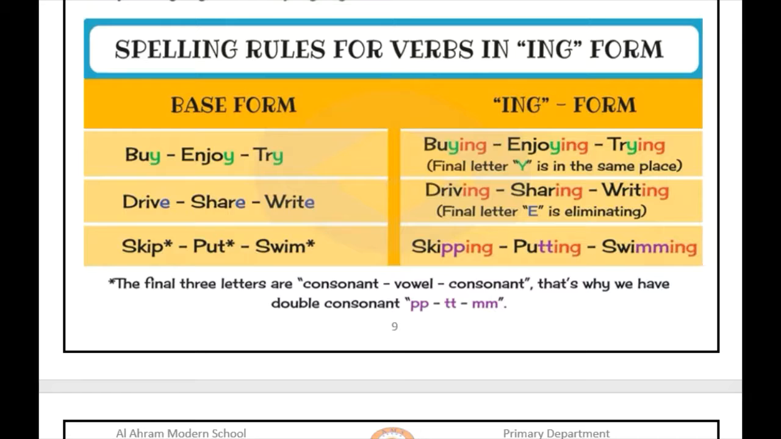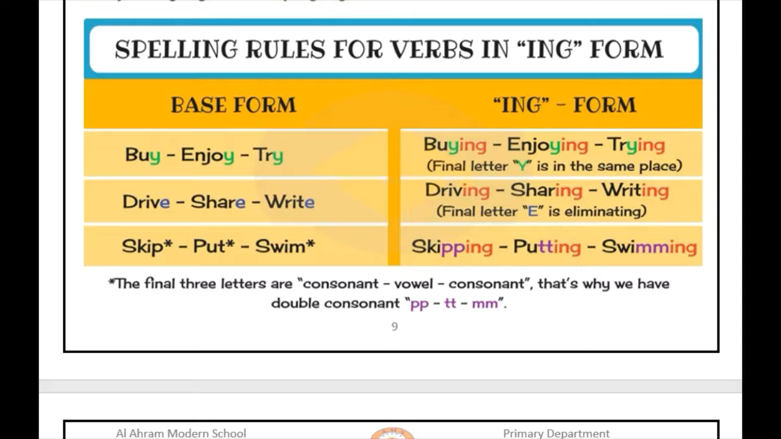And now it's time for some spelling rules for the verbs in ing form. If the verb is ending in y, we simply add ing to the verb. For example, buy, buying, enjoy, enjoying, try, trying.